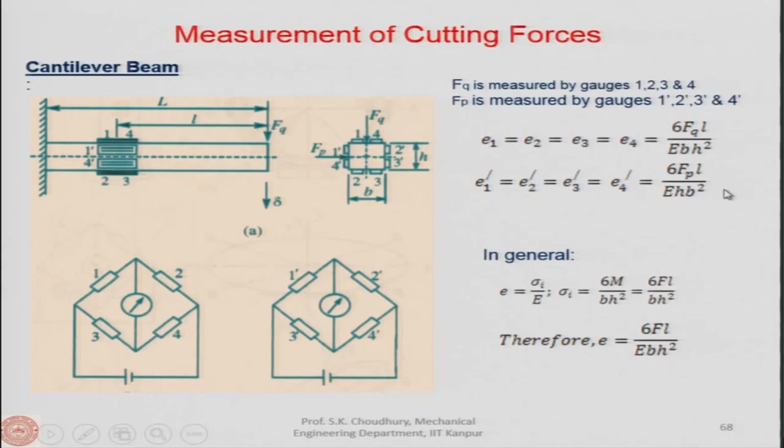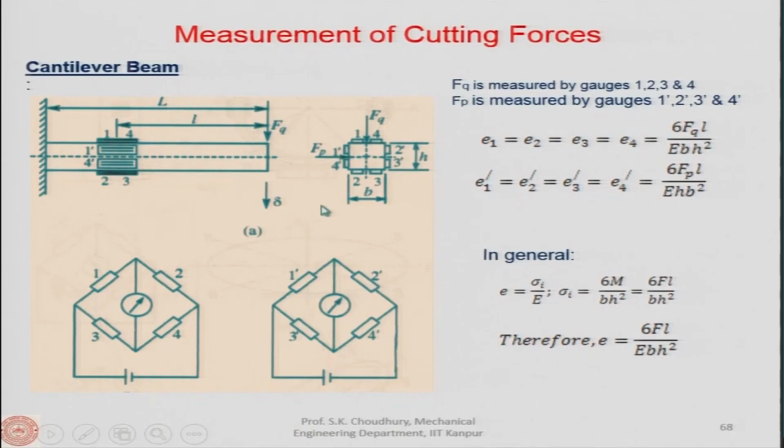B and H, these are the physical parameters that will be given by us, and L will be known. So, if we are measuring E, Fq being unknown and all other parameters are known, Fq can be found out from the strain that you have measured multiplied by E, B and the H square divided by 6 into small l, that is it. Here also similarly you can find out the Fp in the same way by measuring the strain from here, and that multiplied by E h b square divided by 6 l.